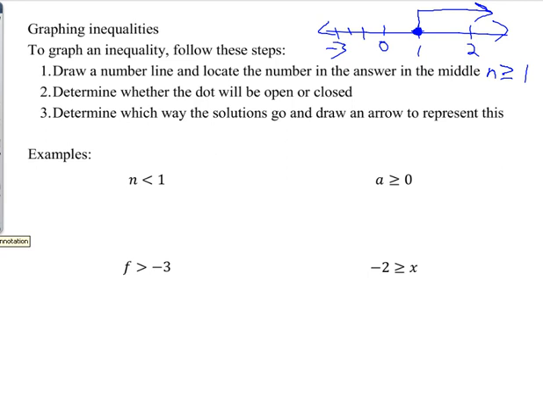All right, for example, n is less than 1. I draw a number line. I have my answer sitting right here, 1. I'm going to put a couple more numbers on there, 2, 3. A couple numbers the other way, 0, -1.